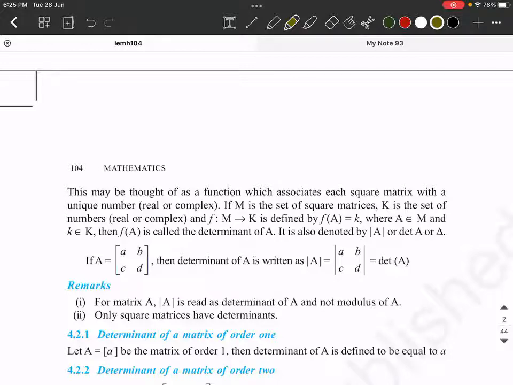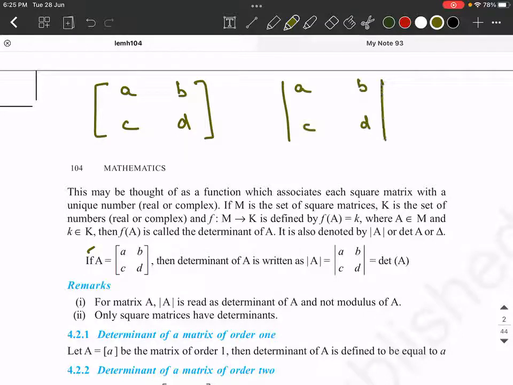Secondly, now what you can say is, if at all I have a matrix A, which is given by a, b, c, d, right? a and b are on the first row and c and d are on the second row. Then if I put a modulus kind of symbol around it, what am I doing? If I put a square bracket, then that is the notation for a matrix. If I change the square bracket to a modulus, then that becomes the representation of determinant, which is written as det of A, or some books refer to it as delta A. Delta is also determinant.